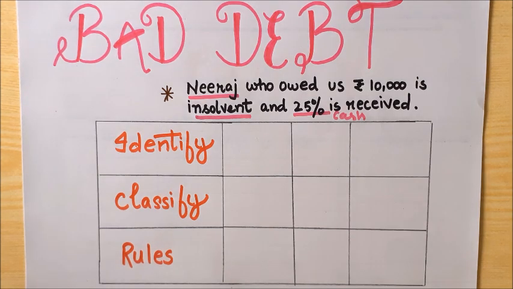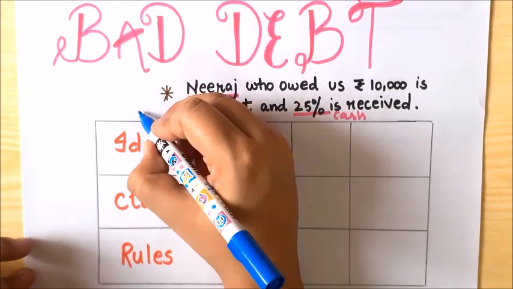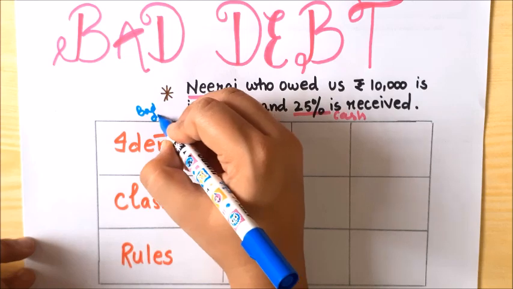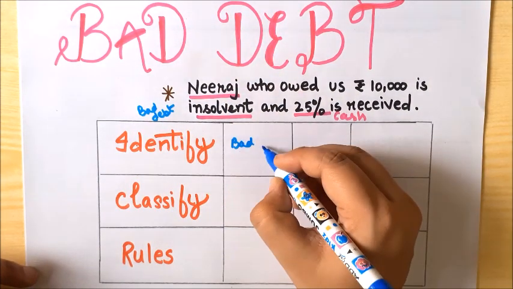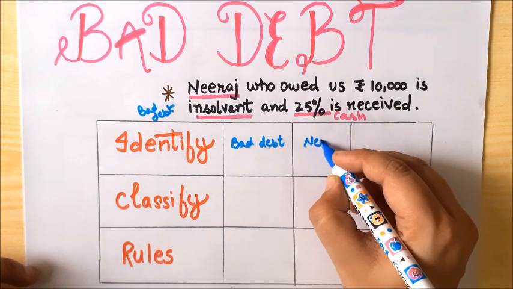Here, Neeraj, who has to pay us 10,000 rupees, is now insolvent, that is incapable of paying the money. He or she only paid 25% cash. So, three accounts involved here are bad debts, Neeraj, and cash.